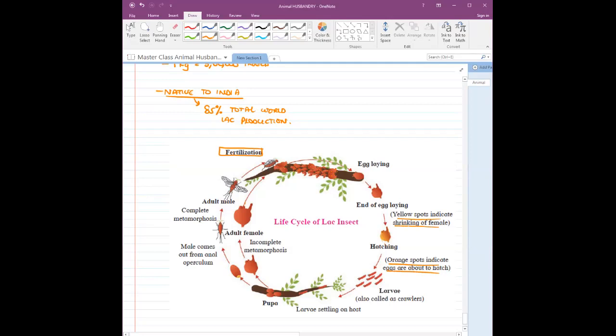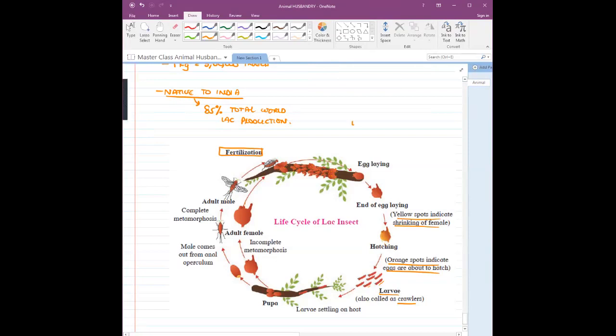And now they convert into little larvae. Now, as they convert into the little larvae, guys, these larvae are going to start feeding onto this thing and they start settling onto this. These larvae, we also call crawlers. Once they start settling onto this, guys, they are going to convert into the next stage.